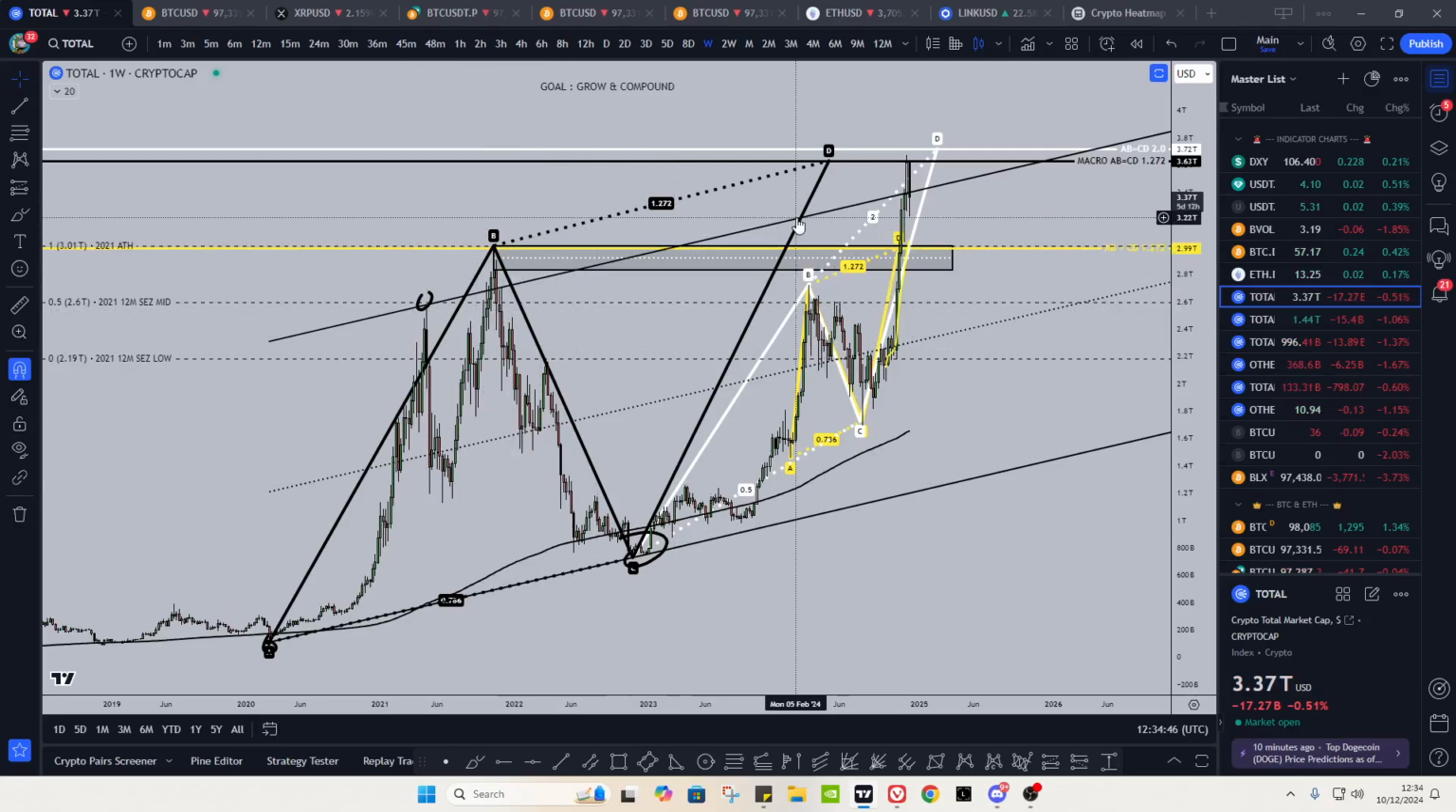We have hit an extension target, right? We have hit the AB equals CD, 1.272, and if you wanted to, we could spike a bit higher before giving a bigger flush because we have valid targets above us still as well. So that is total one.